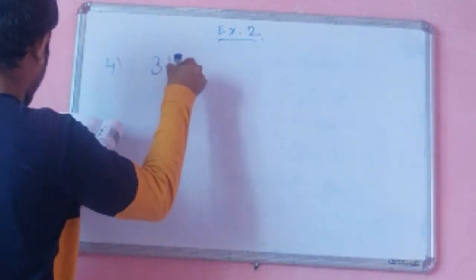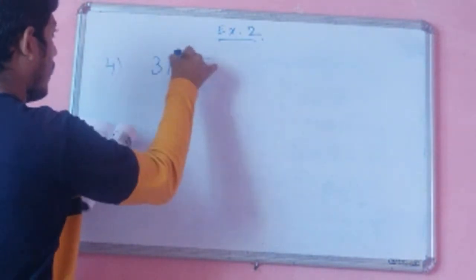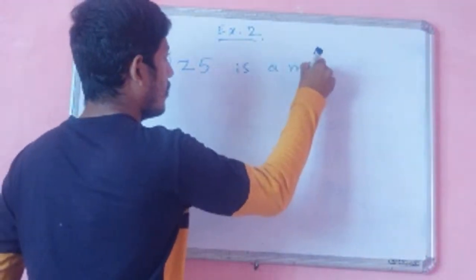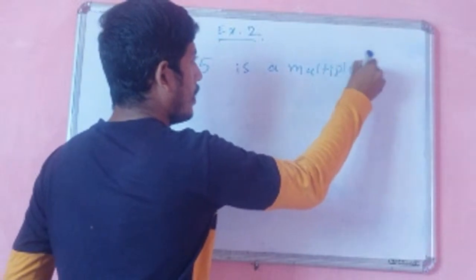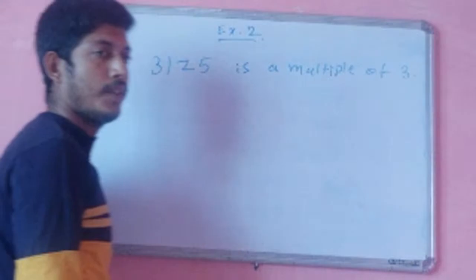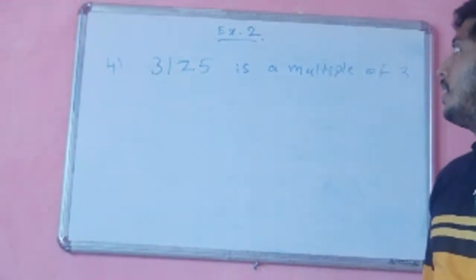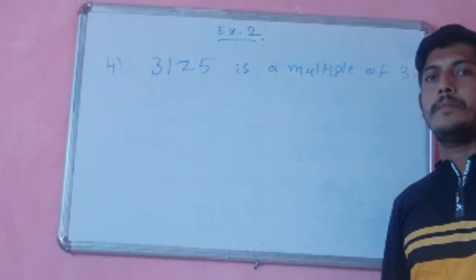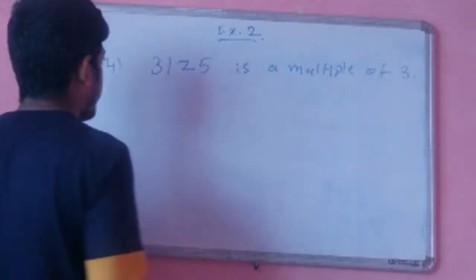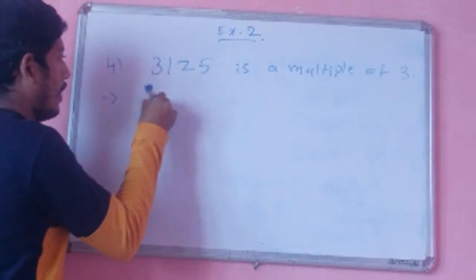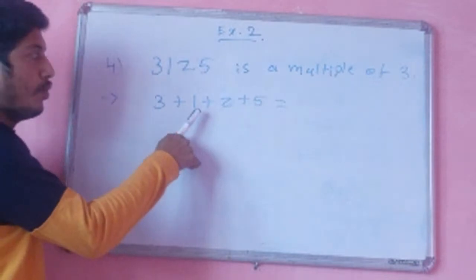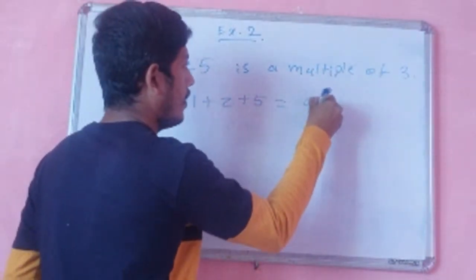Then the fourth one, 315z is a multiple of 3. It is given that 315z is a multiple of 3. Now we have to find the value of z. Try to solve. First we'll add the digit values: 3 plus 1 plus 5 plus z. 3 plus 1 is 4, 4 plus 5 is 9, plus z.